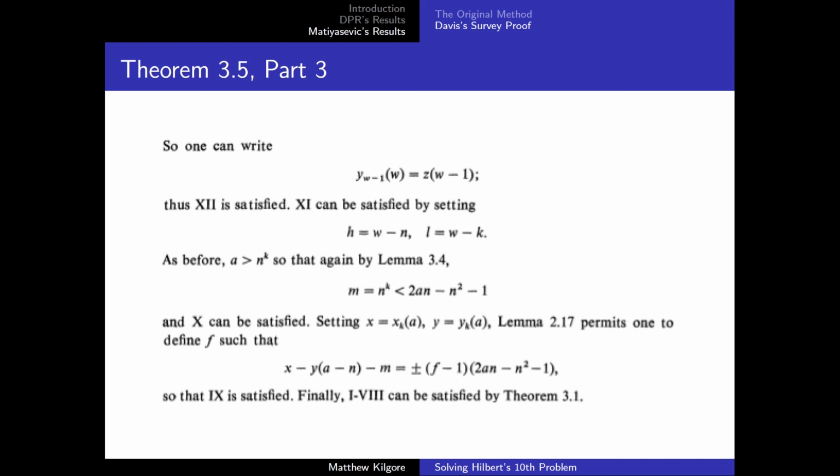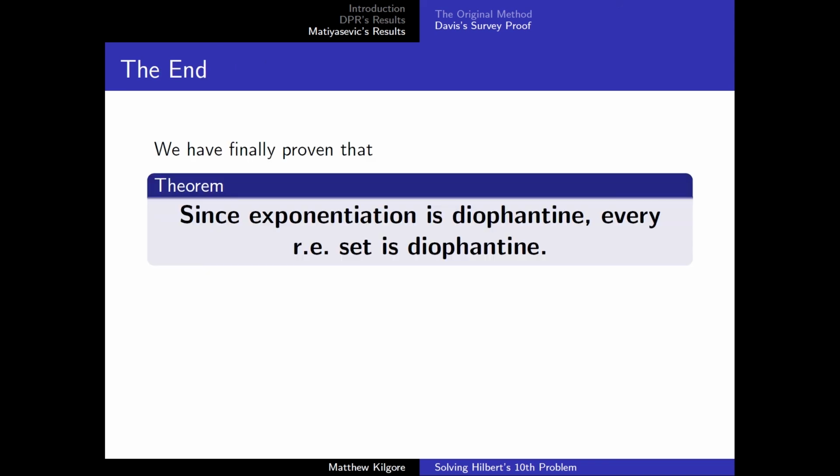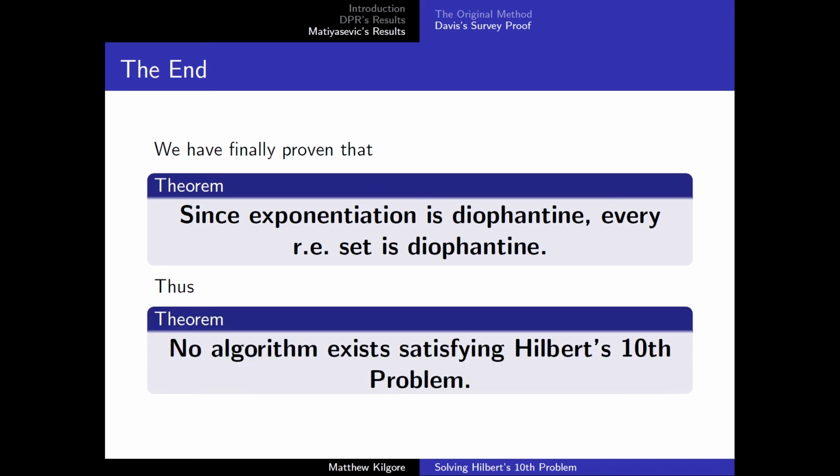And that's it, guys. We've proven theorem 3.5 and have proven that exponentiation is diophantine. It now follows immediately, the result we've been looking for, that since exponentiation is diophantine, every recursively enumerable set is diophantine. Thus, we trivially get that no algorithm exists satisfying Hilbert's 10th problem. We've done it. We have proven it.